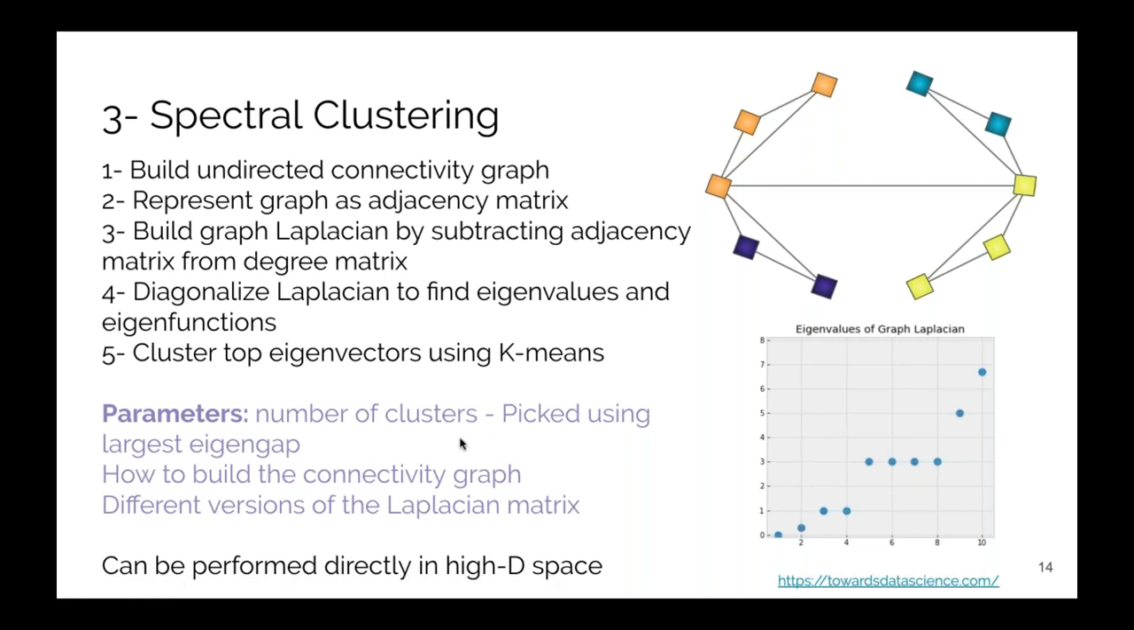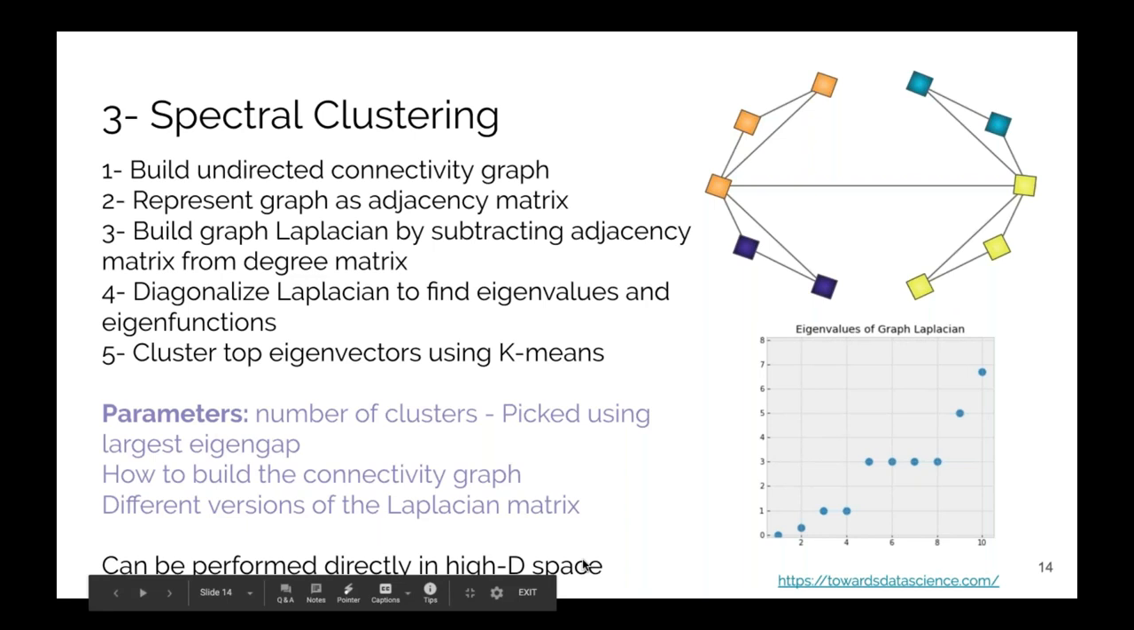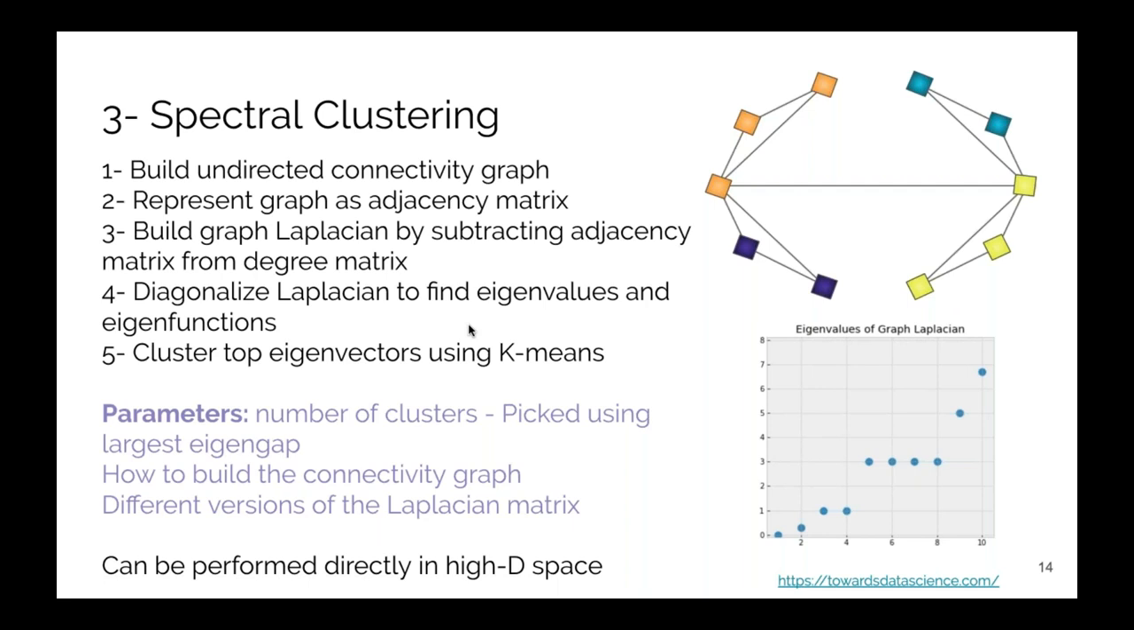Now, the spectral clustering, as I mentioned, became quite popular. And that is also because spectral clustering, contrary to the other methods I mentioned, can be performed directly in the high dimensional space. Because in fact, when you are diagonalizing the Laplacian, you are doing a dimensionality reduction step, which would be similar to picking the collective variables along which you want to do your clustering. So that makes it a quite powerful technique, that you don't have to pick the collective variables beforehand.